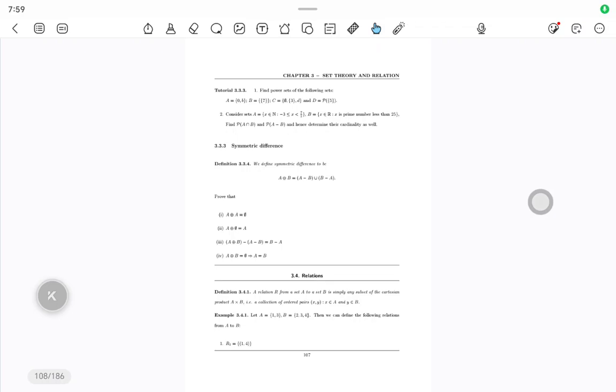Today we're going to be looking at relations. I want us to look at the types of relations that we have, and mostly I want us to discuss the equivalence relations.